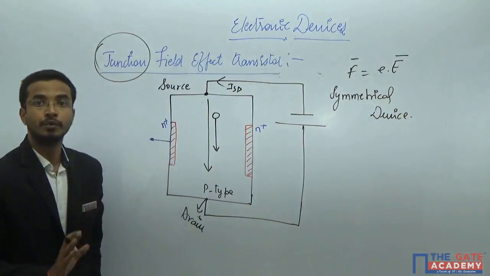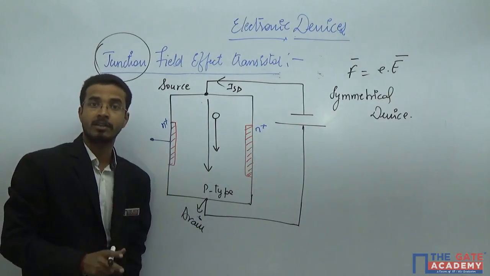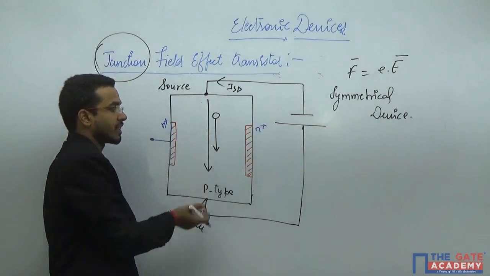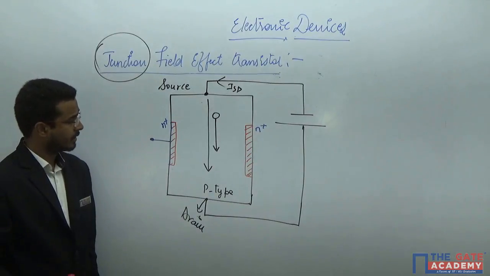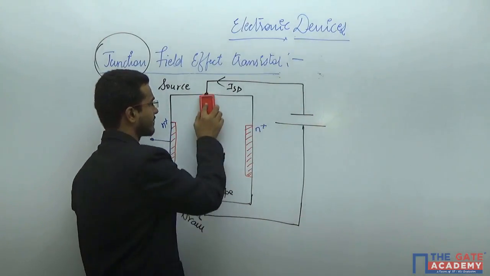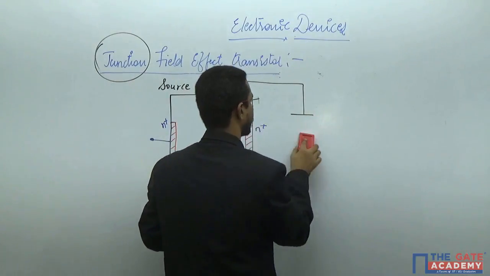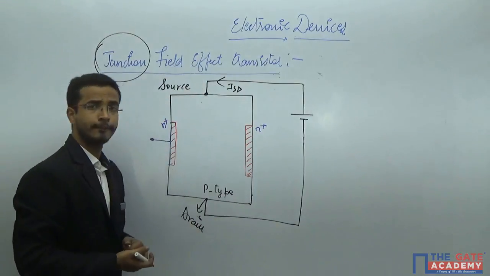Okay, so you got one piece of information: the JFET is just a symmetrical device, because you have the flexibility to interchange the source and drain. Now, let's come to the practical realization of this and see how things change with respect to applied voltage.